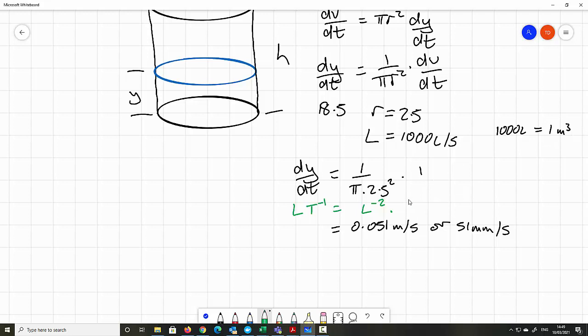So that's going to be length cubed times t to the minus 1. So we've got L to the minus 2 and L cubed, so that will cancel. We're going to end up with length times time to the minus 1, which is exactly the same on both sides of the equation. So the equation holds. So our answer of 51 millimeters per second is probably right.